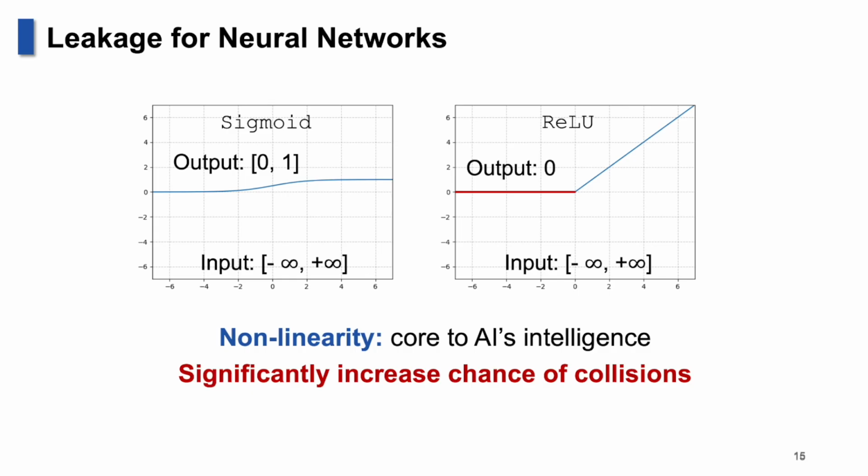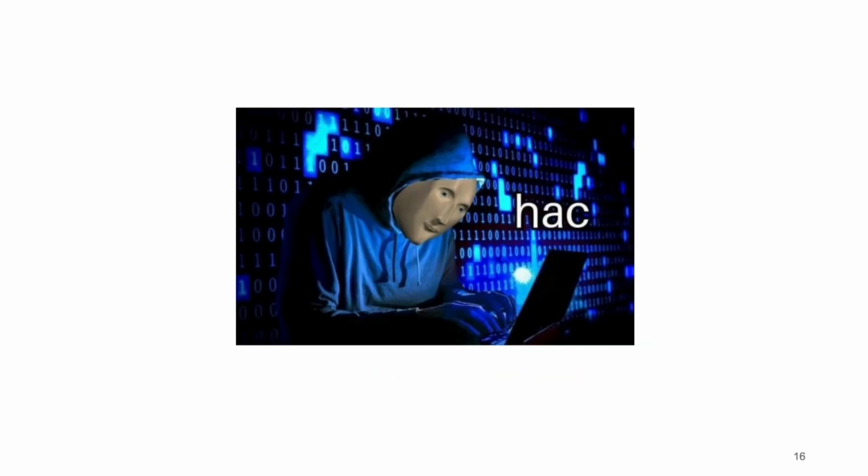Fortunately, nonlinearity comes to our rescue. Nonlinear activation functions are core to modern AI's intelligence because they empower DNNs to break free of linear limitations. Importantly, these functions typically map values from a larger range to a much smaller one, and thus significantly increase the chance of ciphertext collisions. Great, now how do we do this?